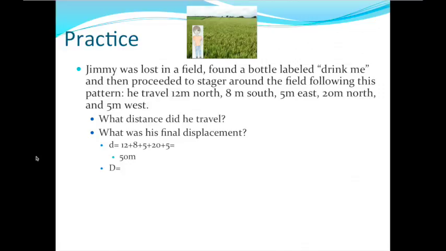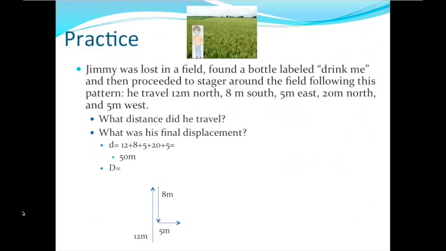Now let's just do this in terms of arrows. So he started up and he went 12 meters north. Then he came 8 meters south. So if we were to stop right here, we could see that in fact our displacement is only 4 meters to the north. We went up 12, back 8. That's a total of 4 meters from our starting point. But we've got to keep going.